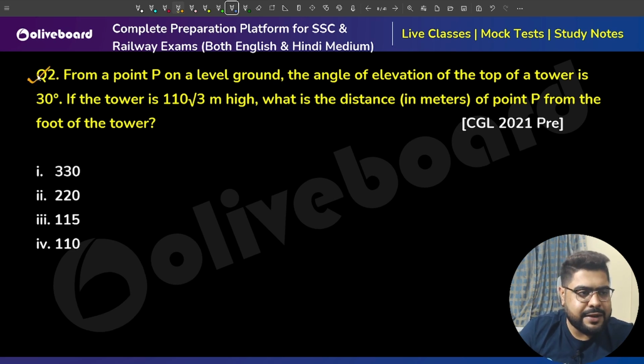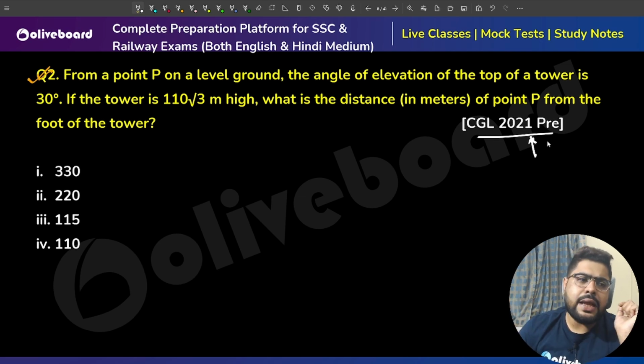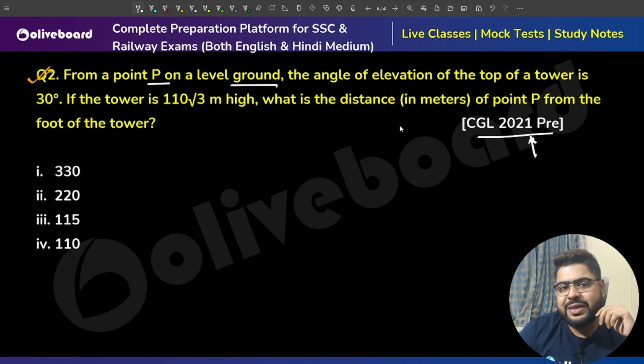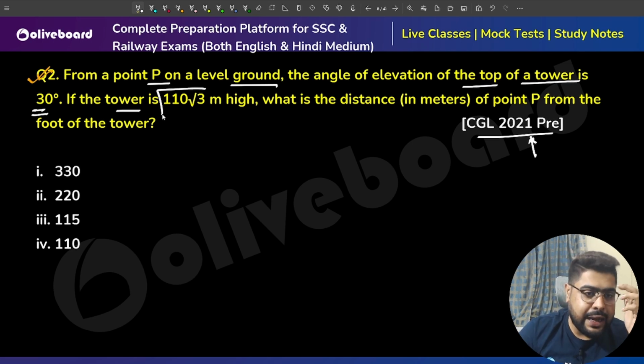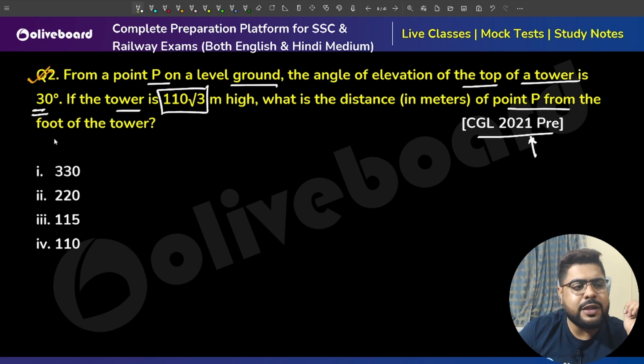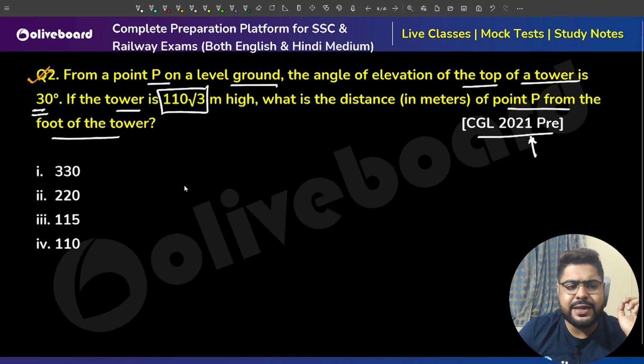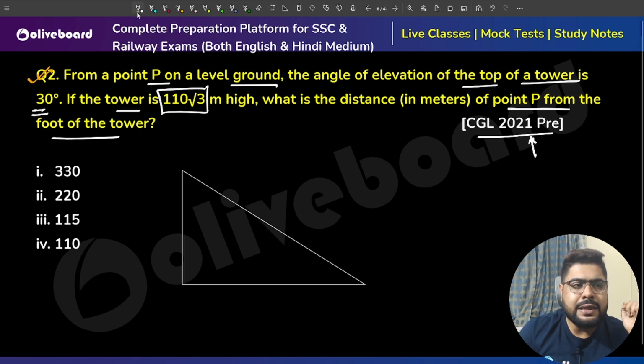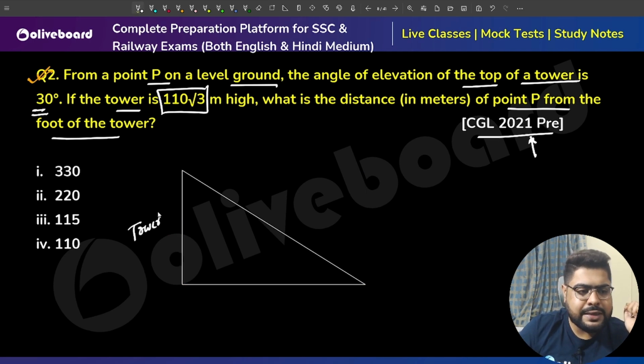Let's start with this one, a very simple question from CGL 2021. From a point P on level ground, the angle of elevation of the top of a tower is 30 degrees. The height of the tower is 110 root 3 meters. What is the distance of point P from the foot of the tower? So let's say this is the tower, and its height is 110 root 3.